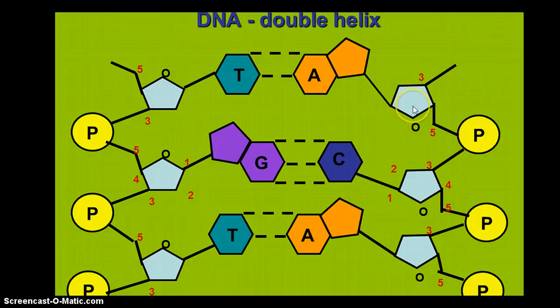You can also see how these nitrogen bases make up the rungs of the ladder. This is actually a ladder shape, and the sides are made up of phosphate groups and sugar bases. And you kind of see how all that fits together.